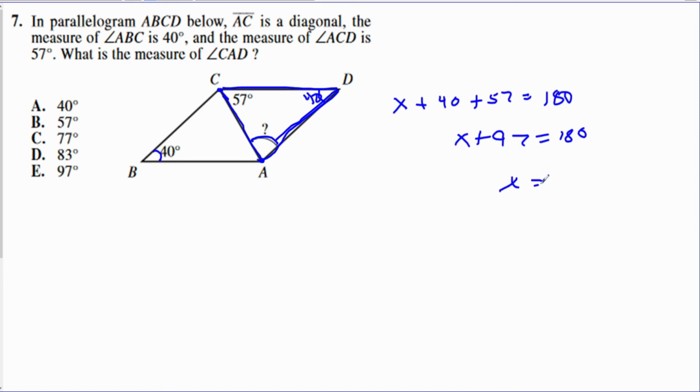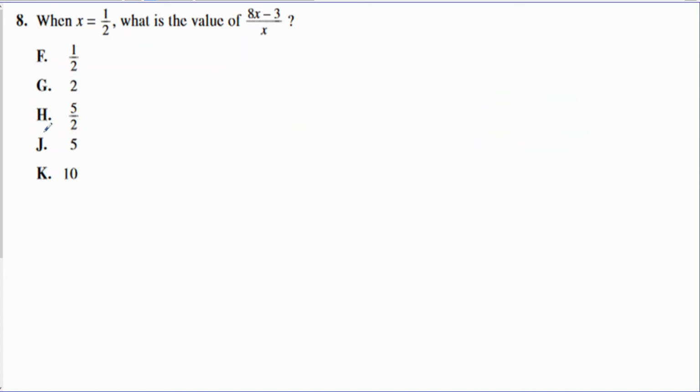Right, so x is going to be equal to 83 degrees. So that's going to be your choice, letter D. Let's put a big circle around D. That's going to be your answer for that one. But again, you're going to have to go back and take a look at your parallelogram rules in order to get that opposite angles are congruent rule. Okay, all right, next problem.